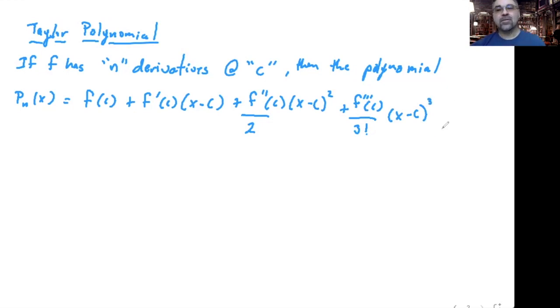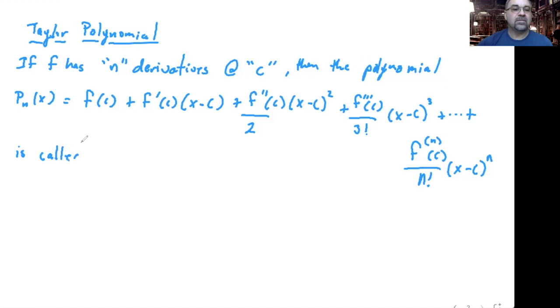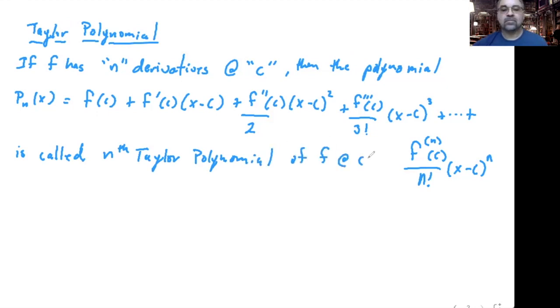Now for higher order derivatives, we don't keep going with primes. So dot, dot, dot, plus the nth derivative. We put the higher order derivatives in parentheses up above the f right there, at c over n factorial times x minus c to the n. Okay, that polynomial is called the nth Taylor polynomial. There we go. That's how you find a Taylor polynomial.